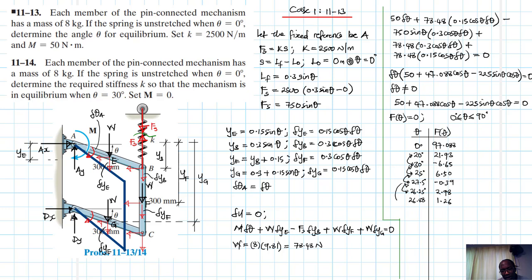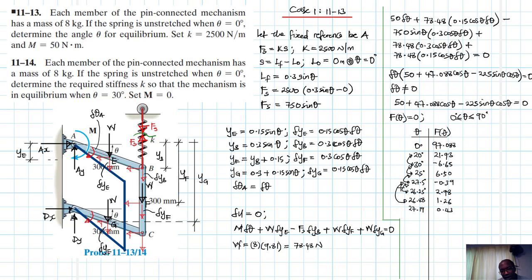So this one gives us a 1.26. So we get again the average of the smallest values, negative and positive. So 27.5 plus 26.88, average of that, we have a 27.19 degrees. So we plug it in. So it's 50 plus 47.088 cos 27.19 minus 225 sine 27.19 cos 27.19. Okay, so we have a 0.43.